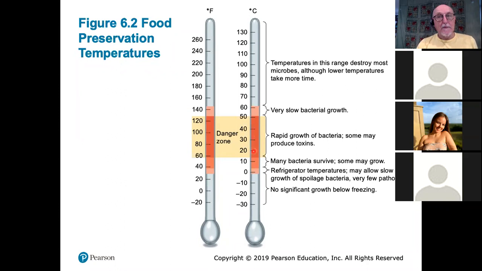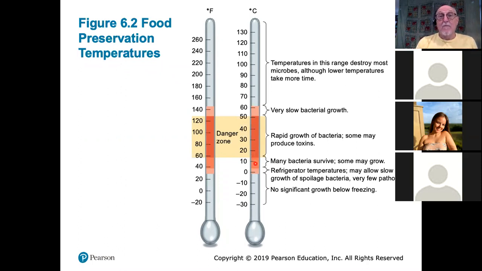If we drop the temperature below that, for many of them, we will stop them from growing well, but not totally stop the growth. If the food is kept at those temperatures for long enough, the bacteria can still accumulate, and really importantly, they can continue to produce any toxins and everything that are inherent to them that might cause us illness.